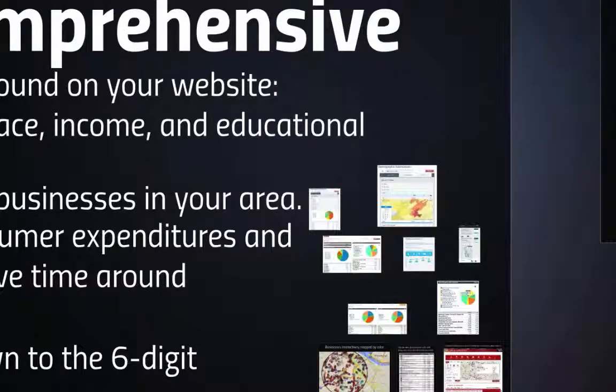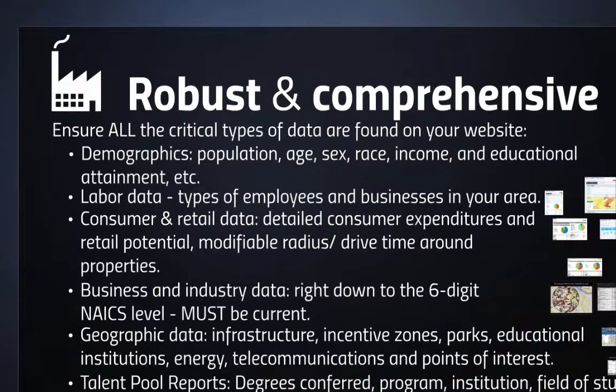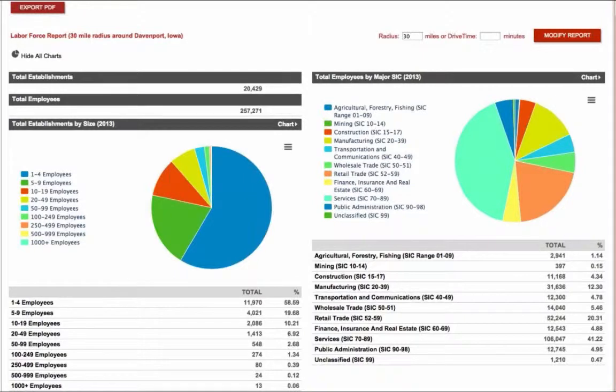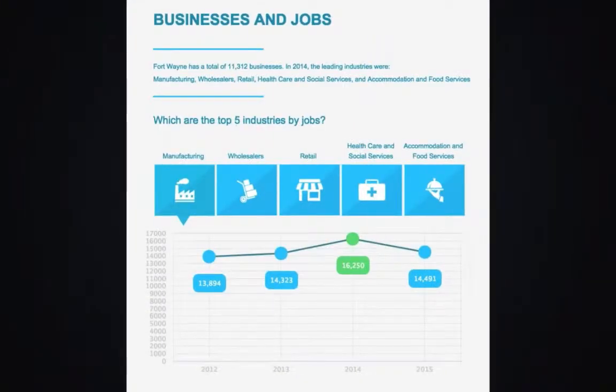and what that might mean in terms of location decisions. We want to think about labor data, of course, types of employees and businesses in your area. And we want to be able to drill down wherever possible, because again, this is all interactive. You can click on any one of the figures, 1 to 4 employees, 250 to 499 employees, and then you can see that on the map. And if you notice up on the top, these reports are all modifiable. You could do it by radius up to 60 miles, drive time up to 60 minutes, so that you've got a little more granularity to look around a specific area.